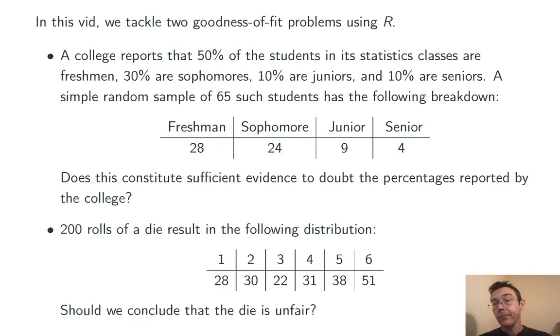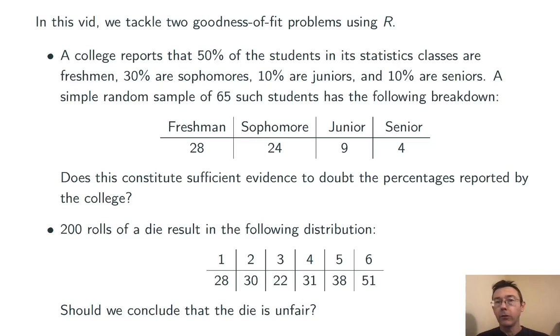Problem 2. 200 rolls of a die result in this distribution, 28 ones, 30 twos, and so on. Does this constitute evidence that the die is unfair? So obviously, if it's a fair die, which would be our null hypothesis, we would expect all of these numbers to be about equal to 200 divided by 6. And as we look at this data, that doesn't really seem to be the case. In particular, I notice a lot of 6s. However, is that difference going to be statistically significant?